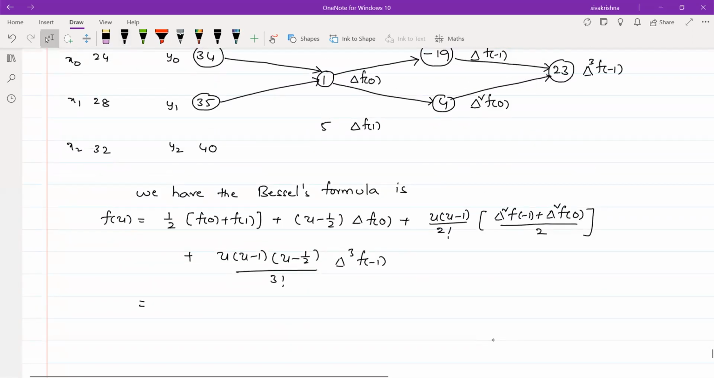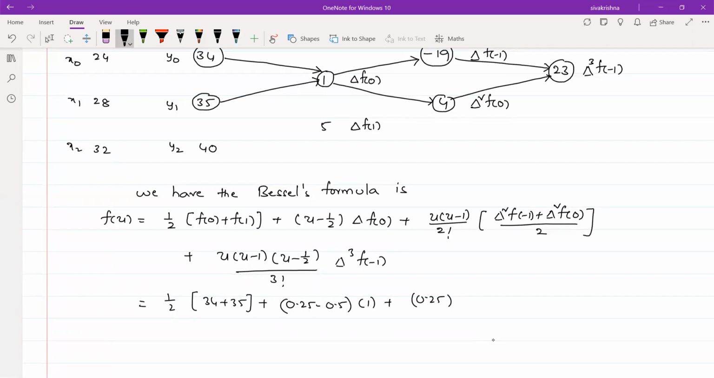So this is equal to 1 by 2 into, f of 0 is 34 plus 35, plus, the value of u is 0.25, minus 1 by 2 is 0.5, into delta f of 0 is 1, plus, once again u is 0.25 into u minus 1 means 0.25 minus 1 means minus 0.75, by 2 factorial is nothing but 2, into delta square f of minus 1, that is minus 19, plus delta square f of 0, that is plus 4, by 2.